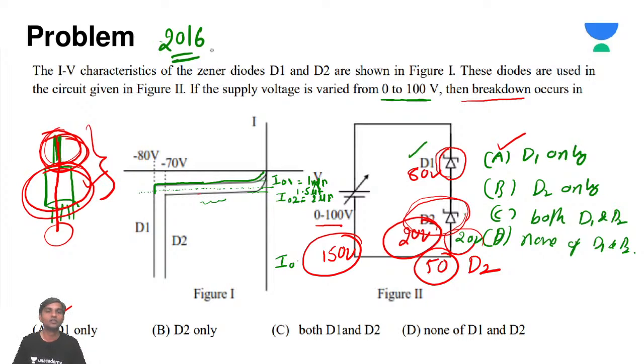Okay, very good. This is a 2016 model question. The answer is going to be D1. Sorry, A. Sorry, D1 only. A. Option A.